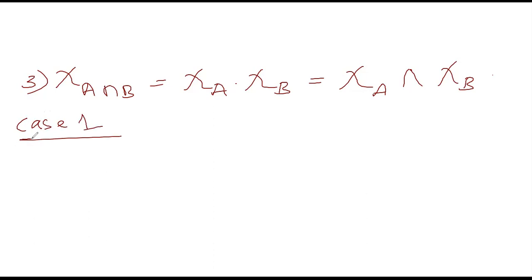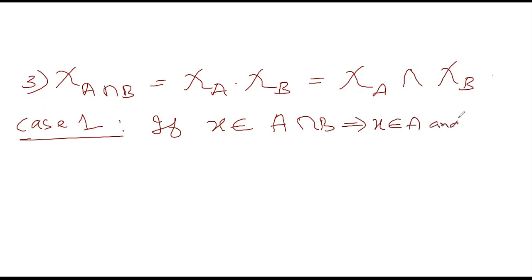So case 1. Either X belongs to the intersection or X is outside of this intersection. First case, if X belongs to the intersection, this means X is in A as well as in B.